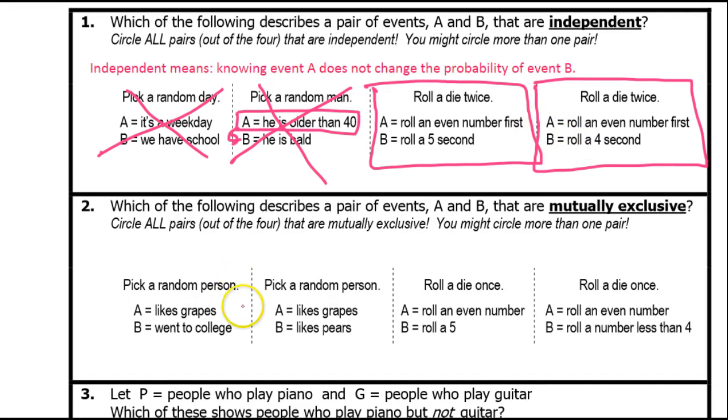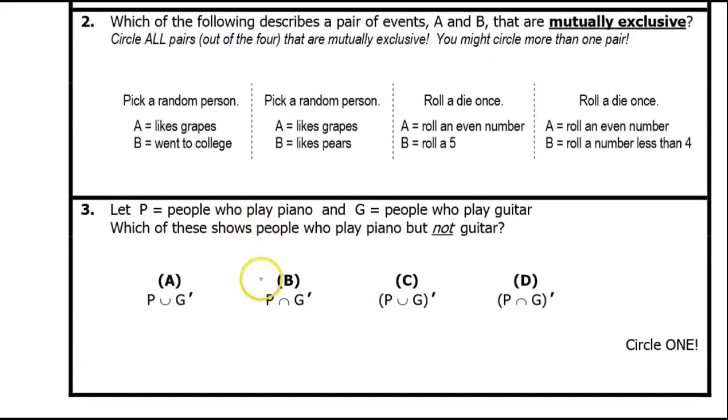Alright, problem number 2. Now we're talking about mutually exclusive. This is different than independent and dependent. Mutually exclusive just means that you cannot be in both sets at the same time. Both events cannot happen at the same time.